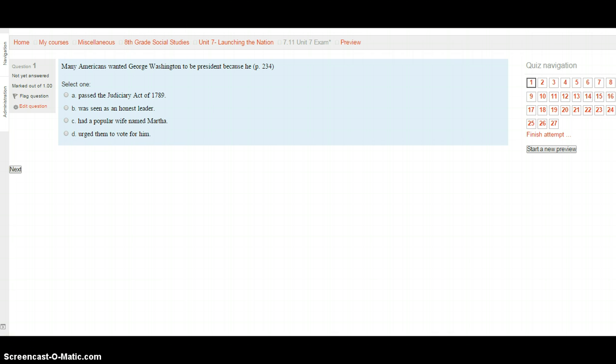Question 1. Many Americans wanted George Washington to be president because he, page 234, A. passed the Judiciary Act of 1789, B. was seen as an honest leader, C. had a popular wife named Martha, or D. urged them to vote for him. So go ahead and go to page 234, select the answer that best fits, and then hit Next whenever you're ready.